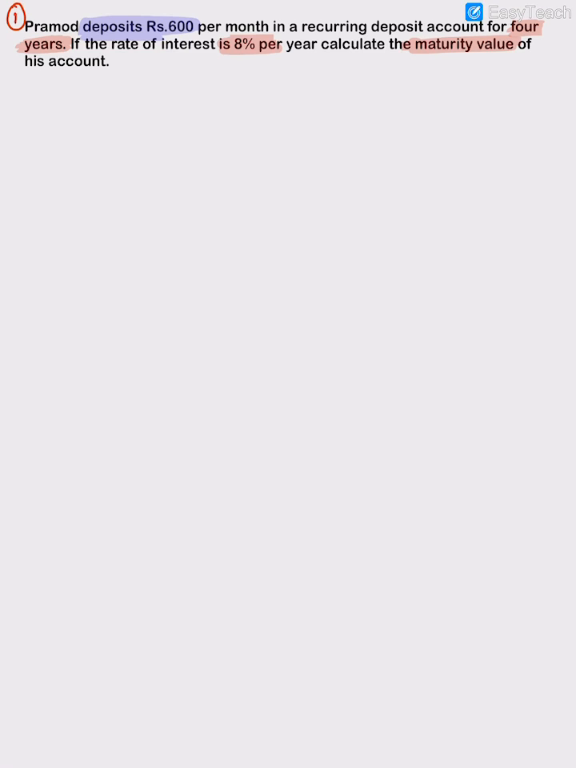Look, so first let's write down the data. The deposit D is equal to 600. What are the number of months? It will be 4 years, which is equal to 48 months. What is the rate of interest? 8%. What do you have to calculate? The amount.